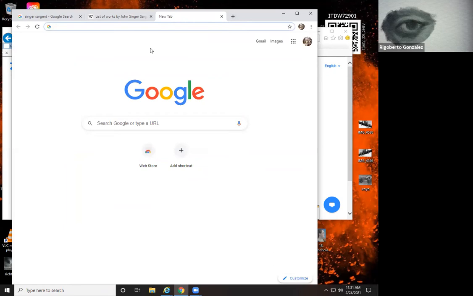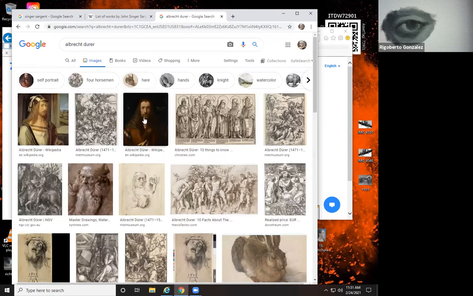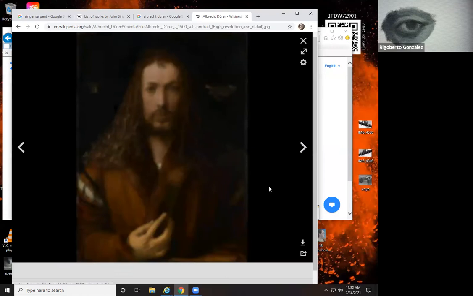Then you have Albrecht Dürer. You know, this guy here. And he's the opposite. He's meticulous and obsessive-compulsive with his detail. Look at this.